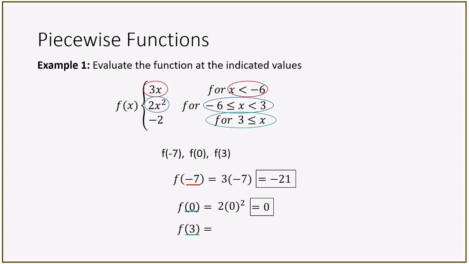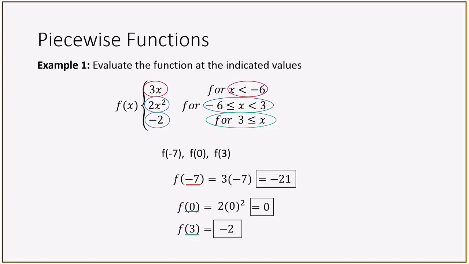And then to make this a little bit more confusing, this function is actually just a number. It's negative 2. So when I go to evaluate my function, well, I plug 3 into the function. I can't plug 3 into anything. It's just going to be negative 2. So my answer is negative 2.